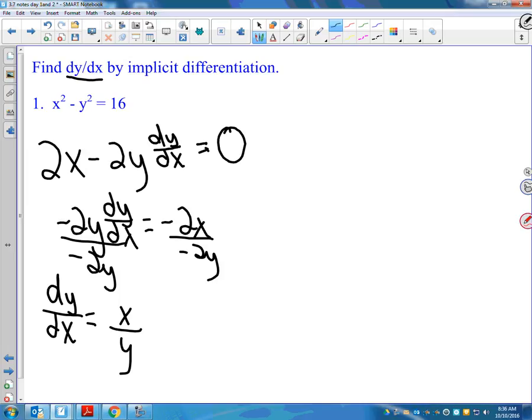Okay, so how can this get more exciting? We could throw in the product rule, the chain rule, the quotient rule in the midst of all this, right?